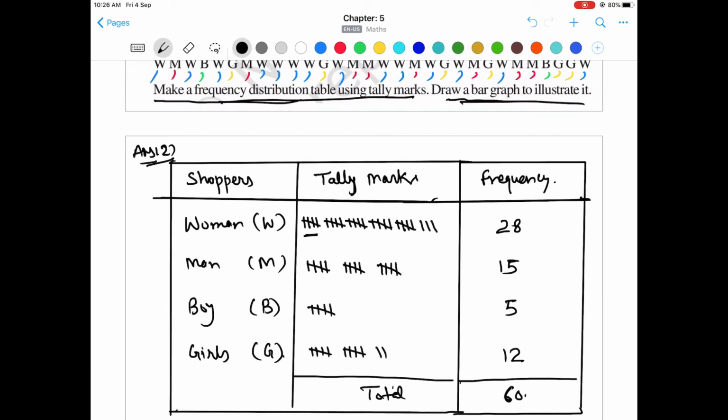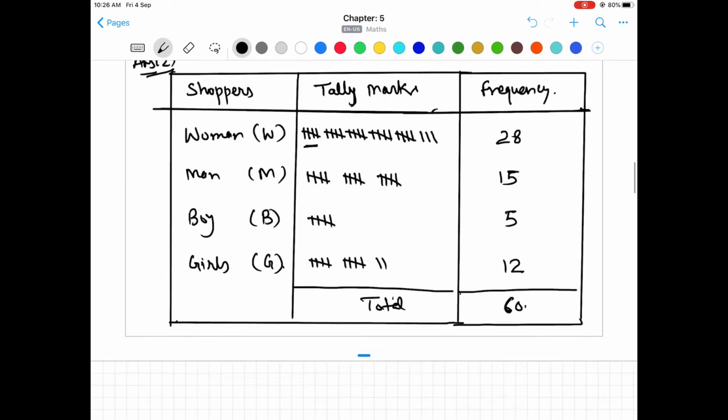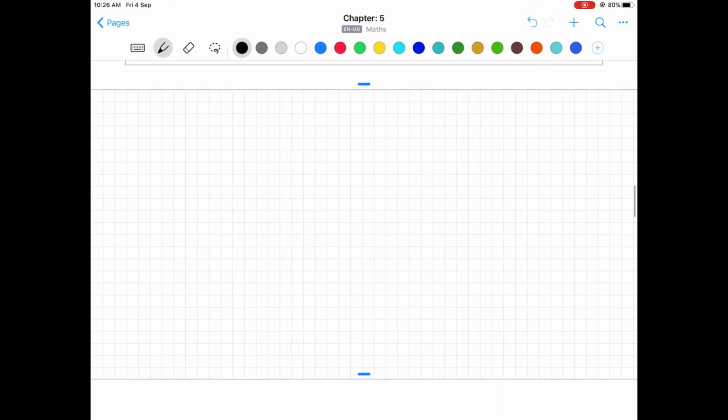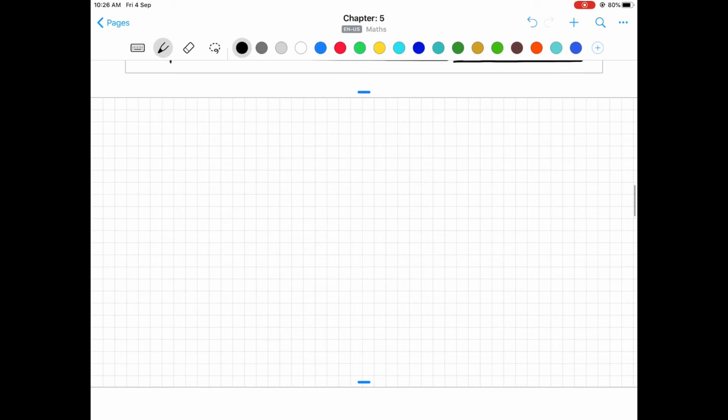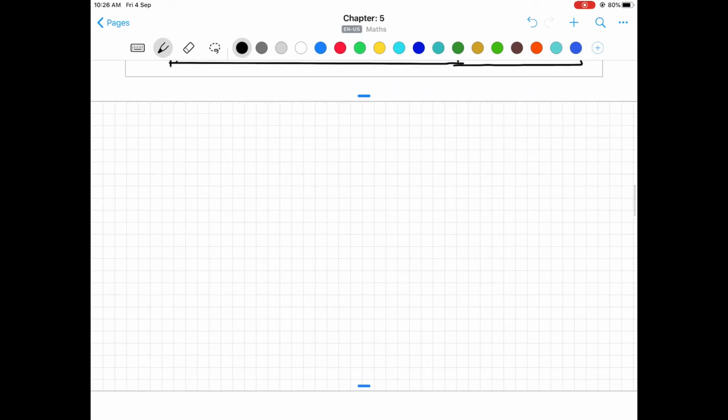Next we have to represent the same data using bar graph. Okay, so first we'll draw the bar graph. In order to represent this data using bar graph, we will draw 2 axes, one horizontal and one vertical. So let's first draw this vertical axis here and another axis which will be a horizontal one, and both should be at the angle of 90°.